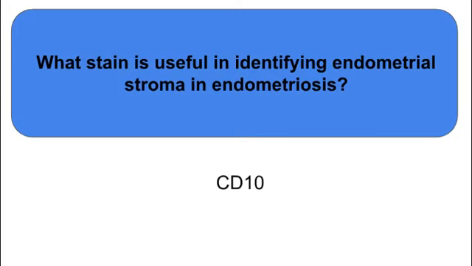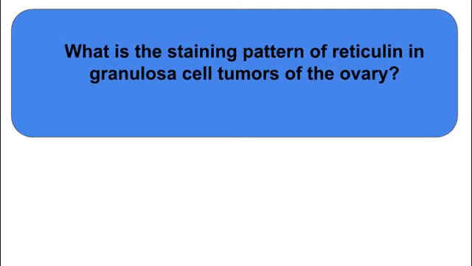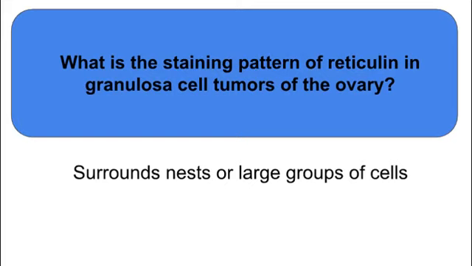CD10. What is the staining pattern of reticulin in granulosa cell tumors of the ovary? Staining of a granulosa cell tumor with reticulin will show highlighting of nests or large groups of cells. This is in contrast to the pericellular stain seen in fibromas.